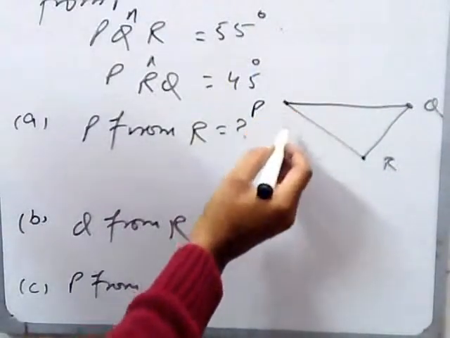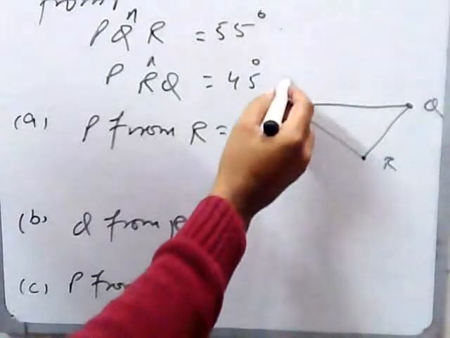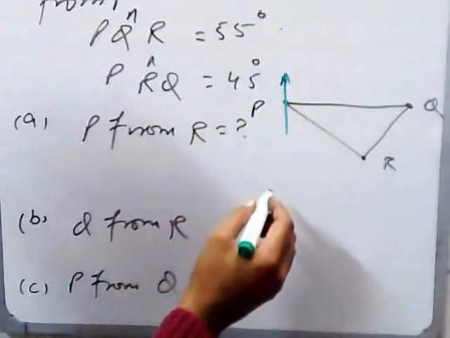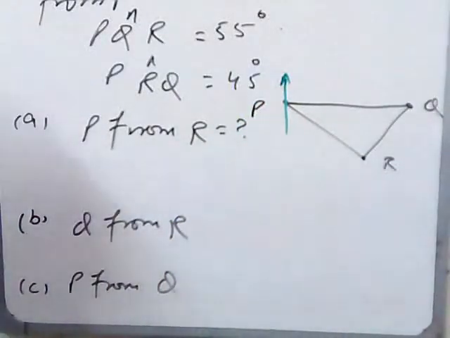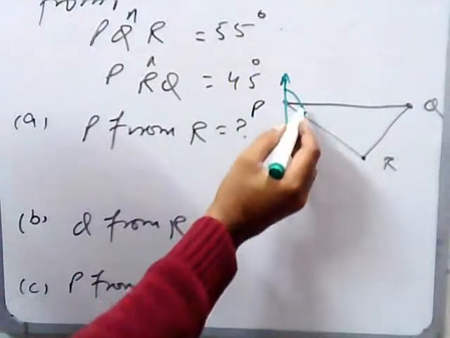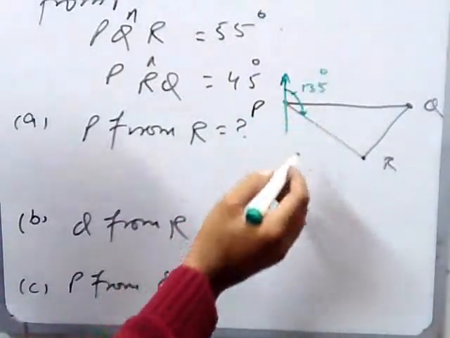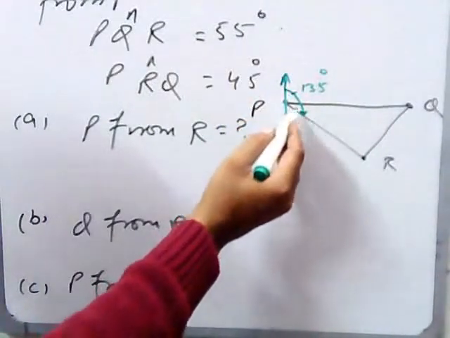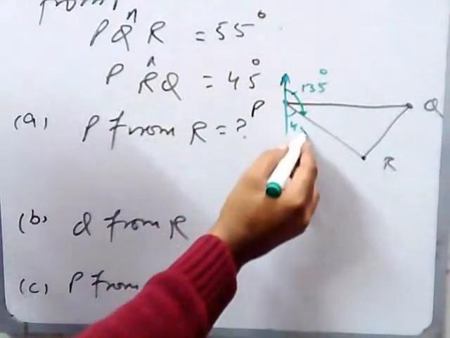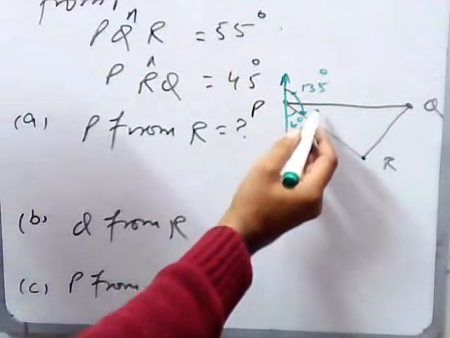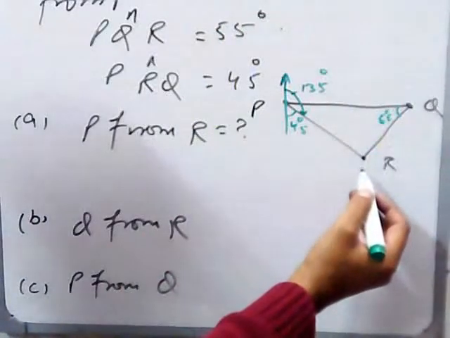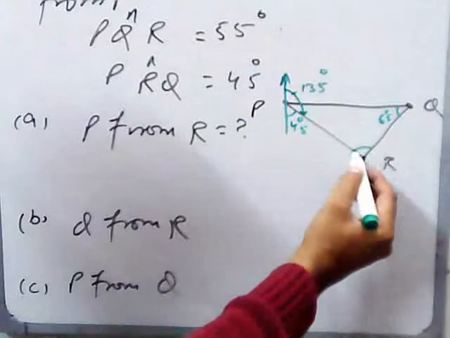If I draw the bearing from P, I must draw the north side, that is the reference point, and rotate. Here we have been given that up to this it is equal to 135 degrees, and if I complete this it is 180. So 180 minus 135 gives 45 degrees. Here angle Q is given to us, that is 55 degrees, and angle R is 45, which is also given.